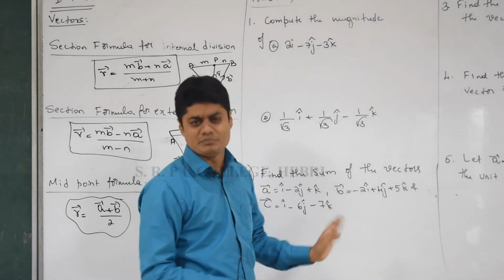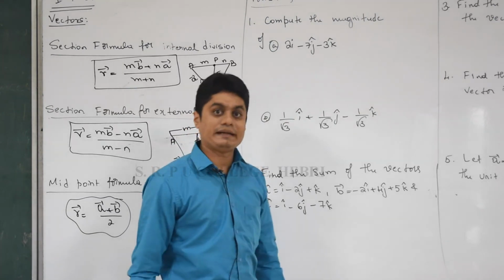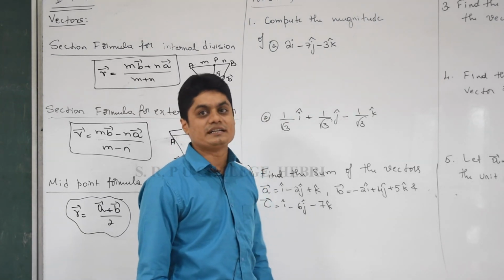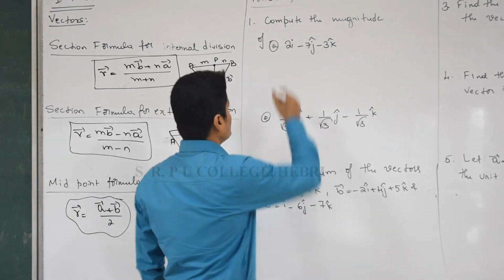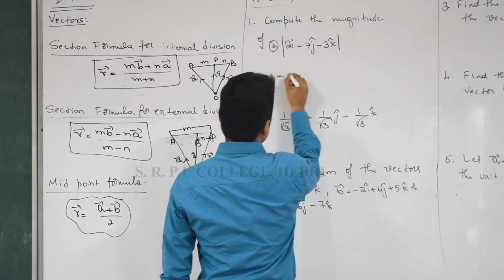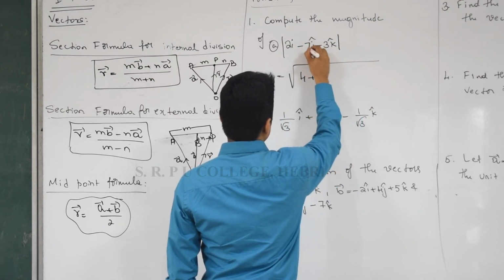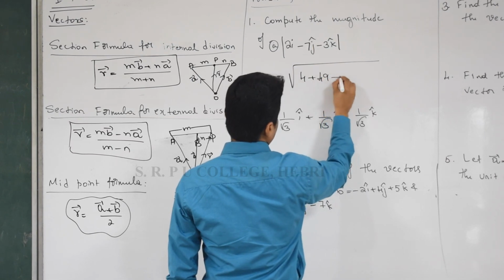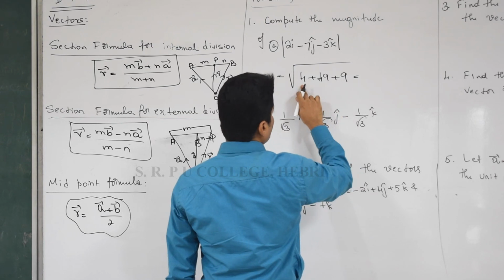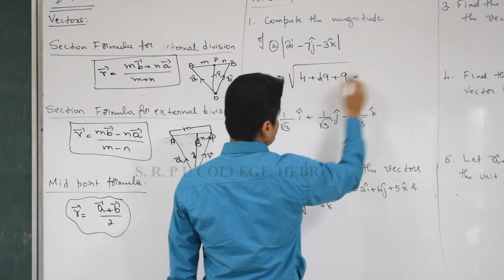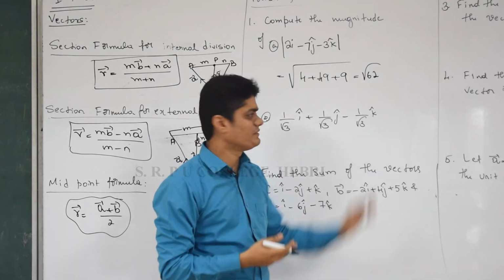Simple problem, very simple problem, observe correctly. Compute the magnitude of this vector. Magnitude of xi plus yj plus zk is square root of x square plus y square plus z square. So therefore the magnitude of this is square root of 4 plus 49, plus 9, so 58, plus 4, 62. Root 62. Correct? Just find a number for the modulus.